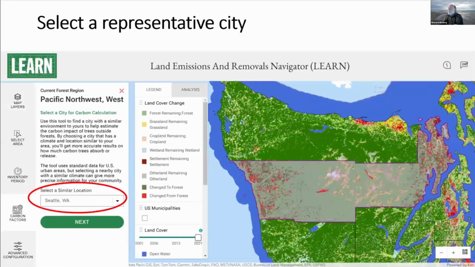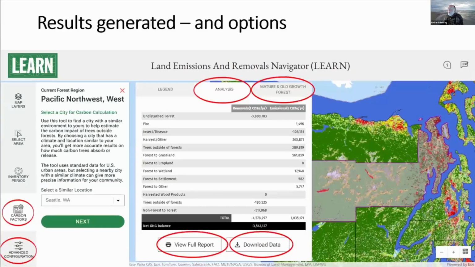And then selecting a city, in this case, I selected Seattle, Washington to be representative of the county. And that's it. Then we get some results. And I've circled a few of the things that come out of here.